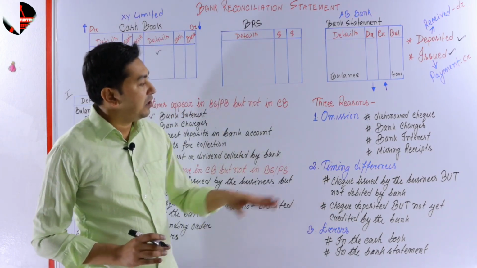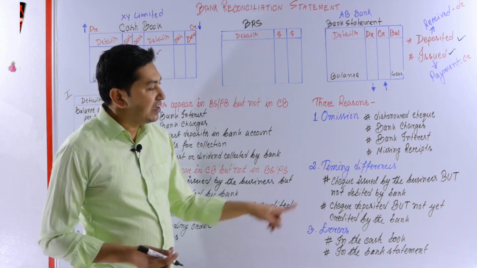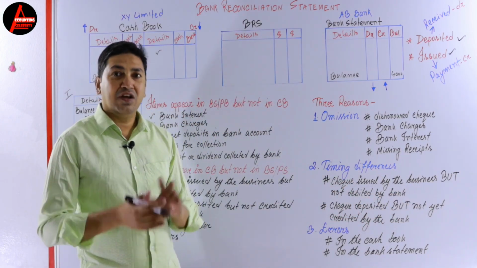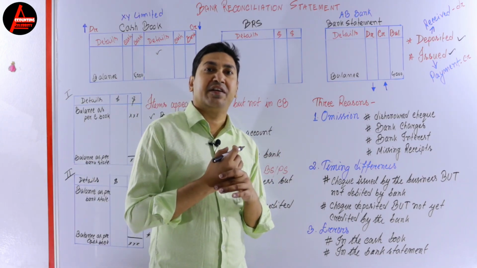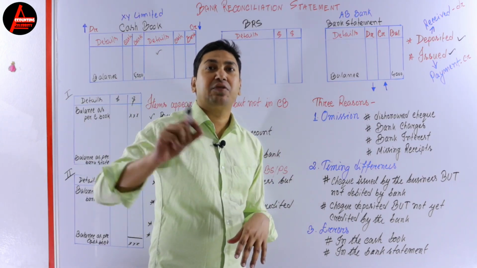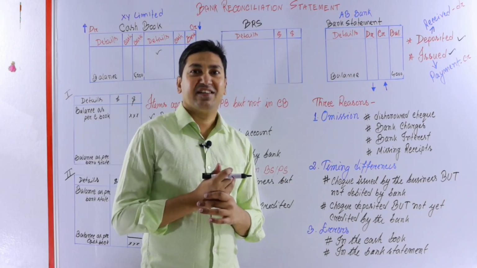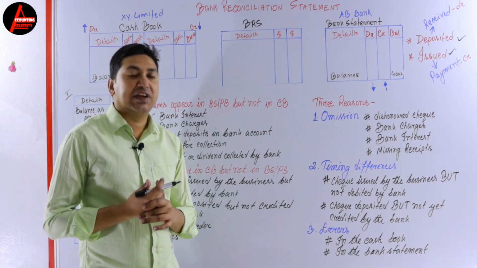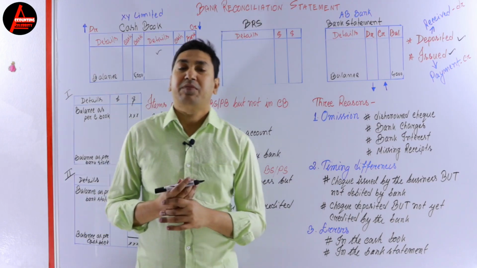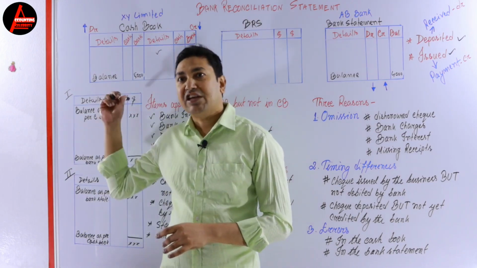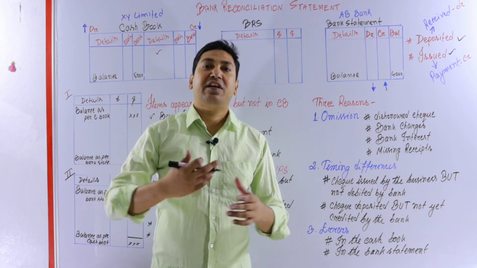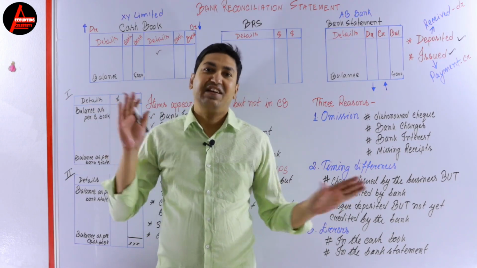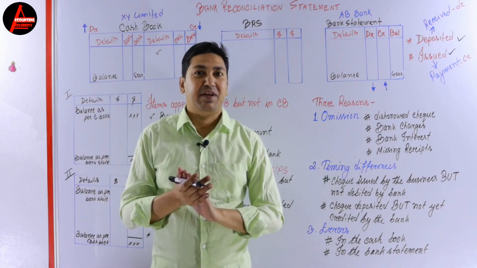At the same time, timing differences. What is this? Check issued by the business but not debited to the bank. So business paid money to the supplier by check. So that check was not presented to the bank to collect. And then check deposited but not yet credited to the bank account. Business got a check from the customer and recorded it in the cash book and sent it to the bank to collect the money. But money is not yet credited, means not collected. So there is a difference between cash book and bank statement.